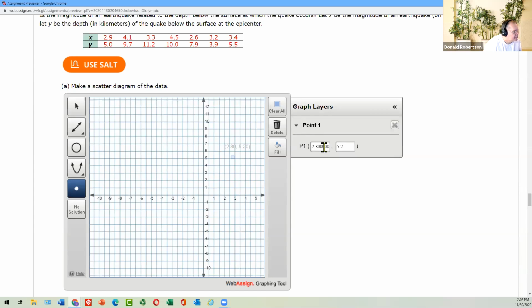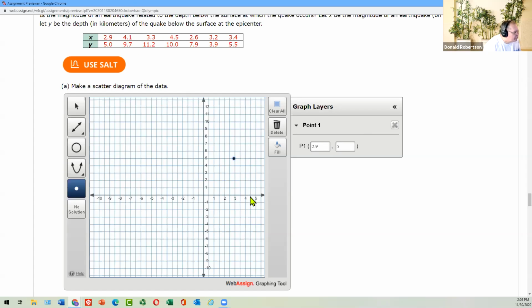Then go over here and do, that's a weird set of zeros. Good grief. Did you see how many zeros that had? 2.9 goes to 5.0. Hope I don't have to do that again. Right, got the first one.